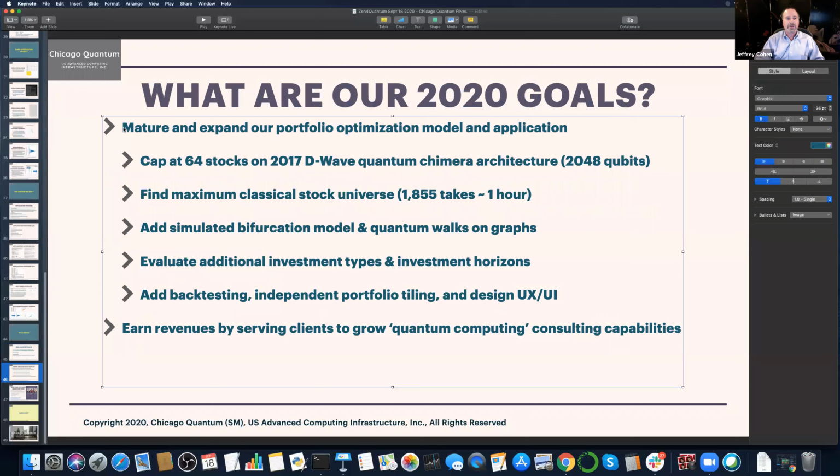The first goal is to mature and expand our portfolio optimization model and the application. Because it is for sale, because you can use it, we want to add as much as we can to it and add features. It's like an MVP now. And from the last call, we've had conversations about adding backtesting to the model, independent portfolio tiling, and getting the user experience better. That's great. I'd rather scale first, get bigger and faster first. And then the other is we are open to serve clients. I've got three people that want to get hired that are on the bench right now, but I don't have the revenue to hire them. We want to have 50 people getting a salary serving clients, and that's important to us.